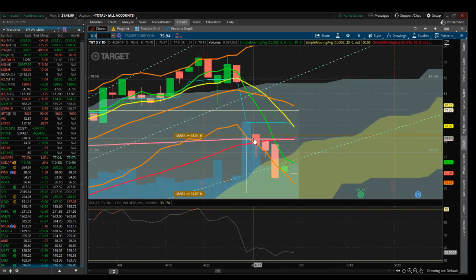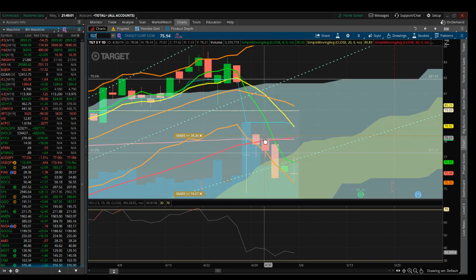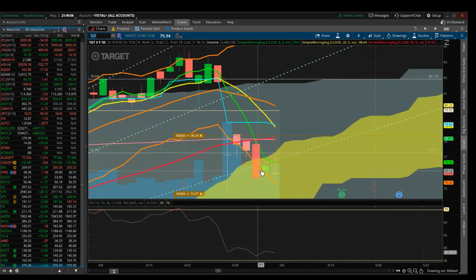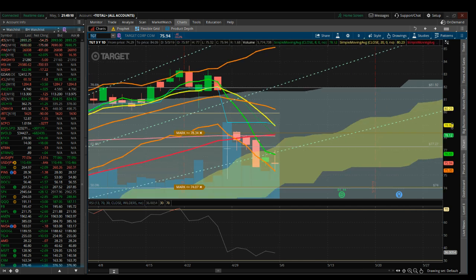So we had this nice pullback as it got Amazoned that tested the cloud and kind of came back in, and then it gave a decent hammer bar and just couldn't quite get over the 200-day moving average, gave an inside day, and that inside day broke to the downside. Okay, and then we had an inside day here, and then it tried to break to the downside, and then it kind of came back in as a doji.